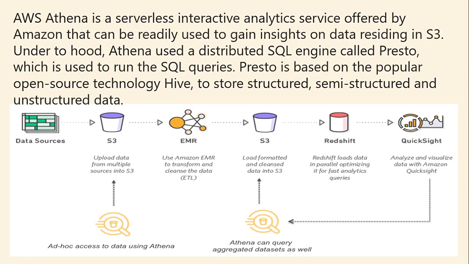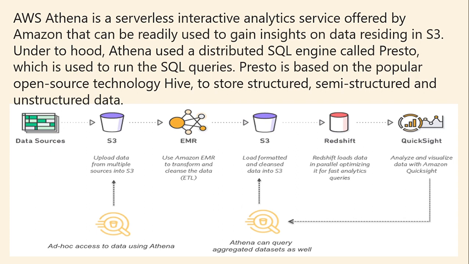AWS Athena is a serverless interactive analysis service offered by Amazon that can be readily used to gain insights on data. Under the hood, Athena uses a distributed SQL engine called Presto, which is used to run the SQL queries. Presto is based on the popular open source technology Hive to store structured, semi-structured, and unstructured data.